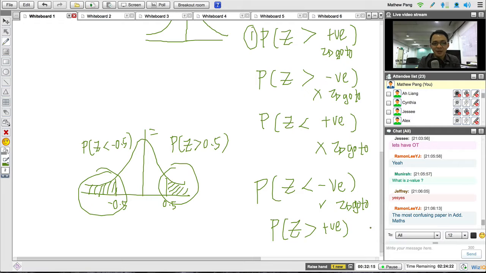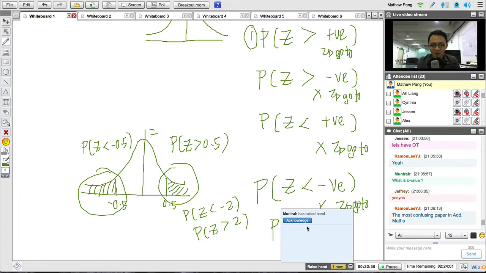You might feel a bit confused now. Let me give a quick example. Let's say Z is less than negative 2. Less and negative happen at the same time, right? I can straight away change this to bigger than 2. Then I can straight away go to the Z value table. Alright, the most confusing paper in MX. Yeah, this topic is a bit confusing.